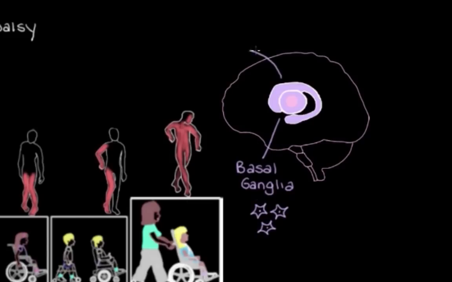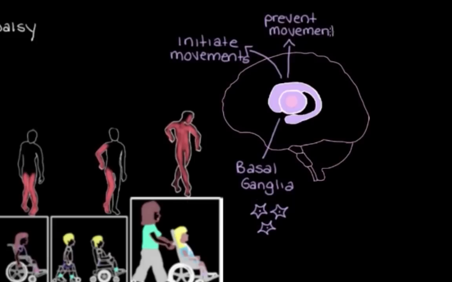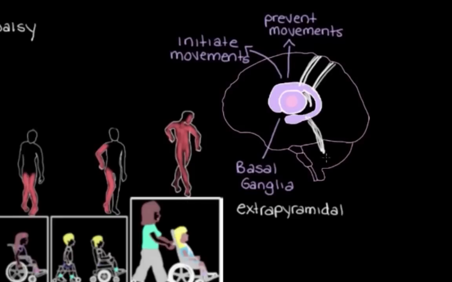So the basal ganglia work together to help us initiate the movements that we want to make and help us prevent the movements that we don't want to make. To do that, they use these highways of neurons called the extrapyramidal tracts to send messages to other structures in the brain that ultimately help to control our muscles. We call these tracts extrapyramidal because they do not go through the medullary pyramids on their way to the spinal cord.